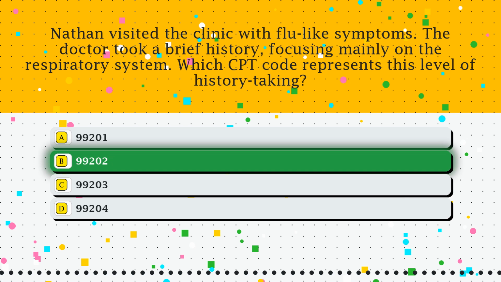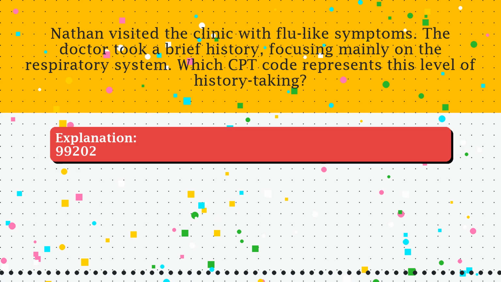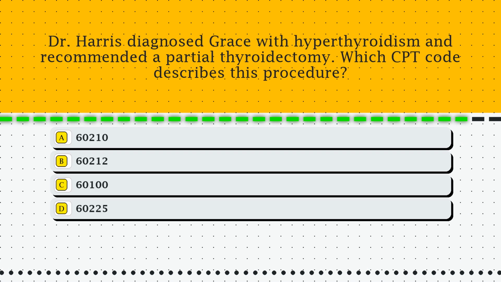The correct answer is option B, 99,202. Question 275. Dr. Harris diagnosed Grace with hyperthyroidism and recommended a partial thyroidectomy. Which CPT code describes this procedure? Option A, 60,210. Option B, 60,212. Option C, 60,100. Option D, 60,225.